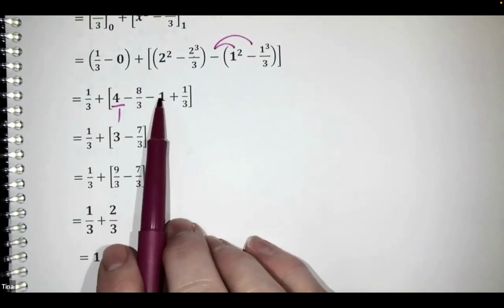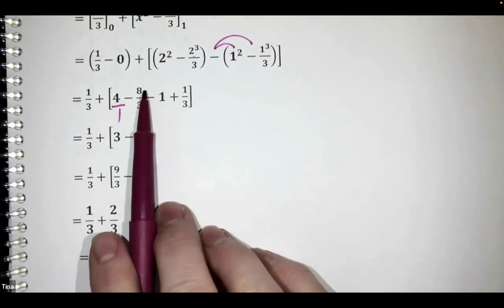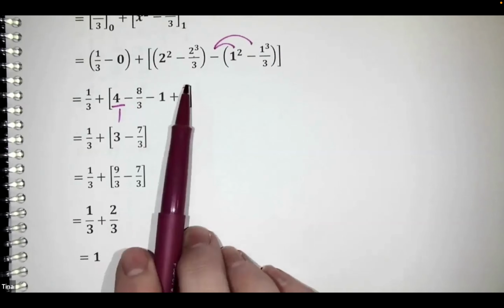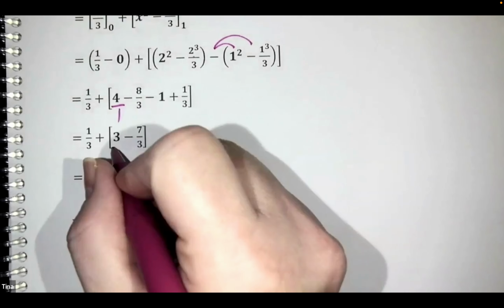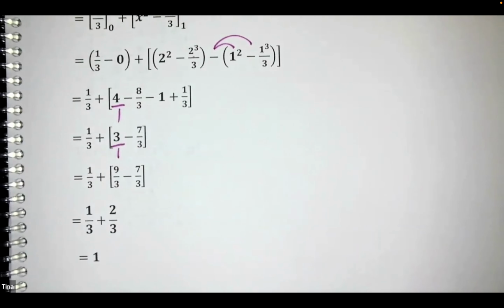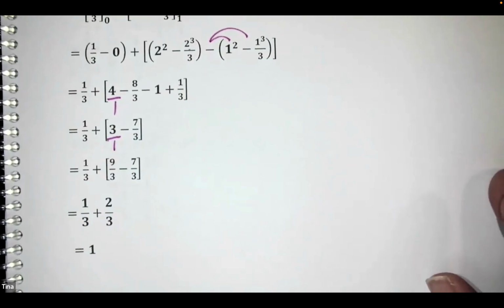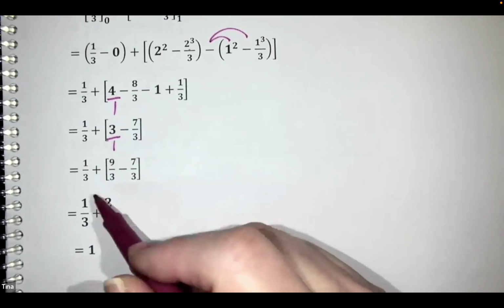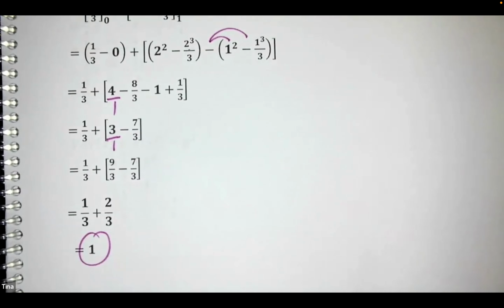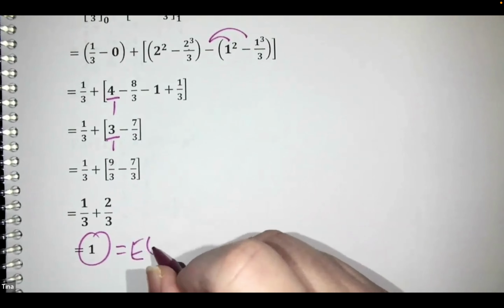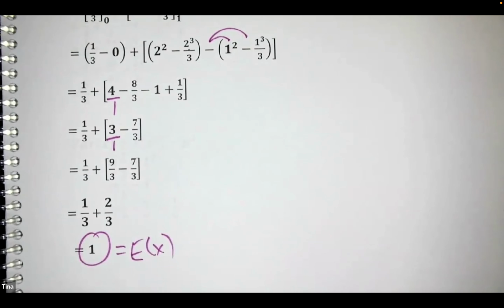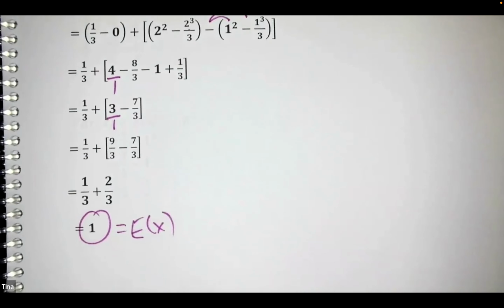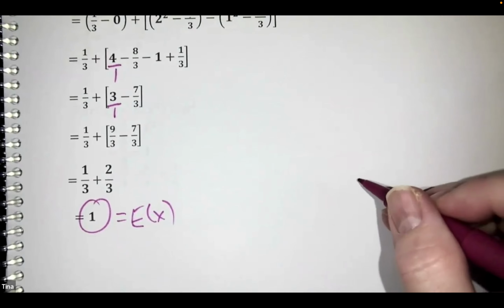And then it's up to you. I did 4 minus 1 is 3, and then collected the fractions. -8 plus 1 is -7/3, and then I did my common denominator, but you could, by all means, just do it right here, too. Okay? So 9/3 minus 7/3 in the bracket is 2/3, plus 1/3 is an overall E of x equal to exactly 1. Okay?